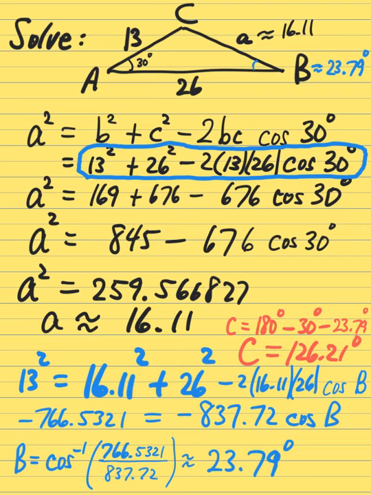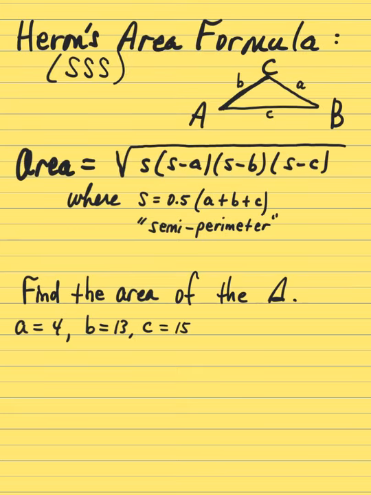And on the next slide, we're going to do one where we use Heron's area formula, and this is a case where you're given all three sides of a triangle. Instead of side angle side, you'll just have all three sides given, and we'll look at that formula. Let me write that up here. Heron's formula allows you to find the area of any triangle if you know all three sides' lengths.